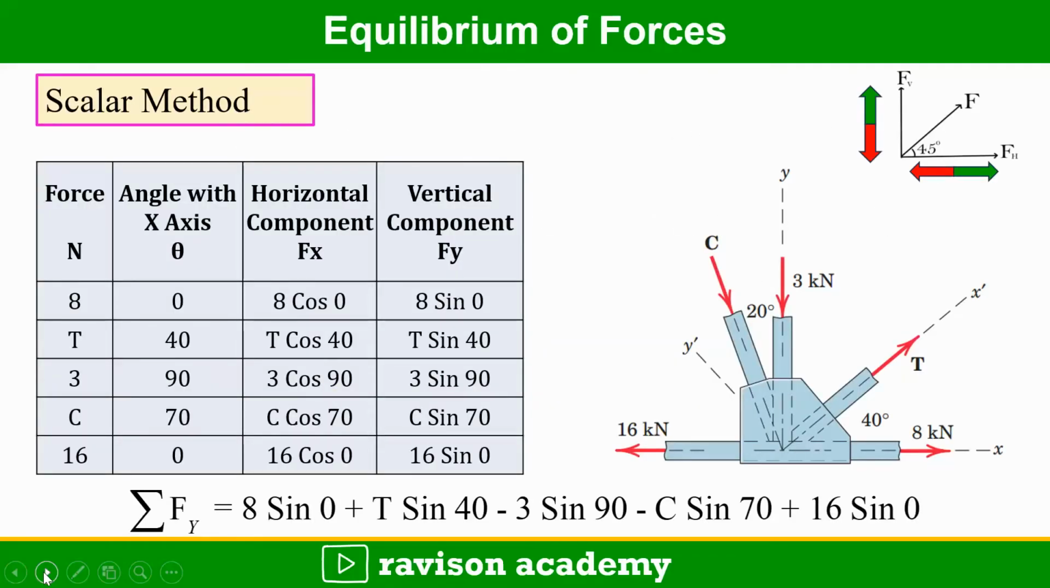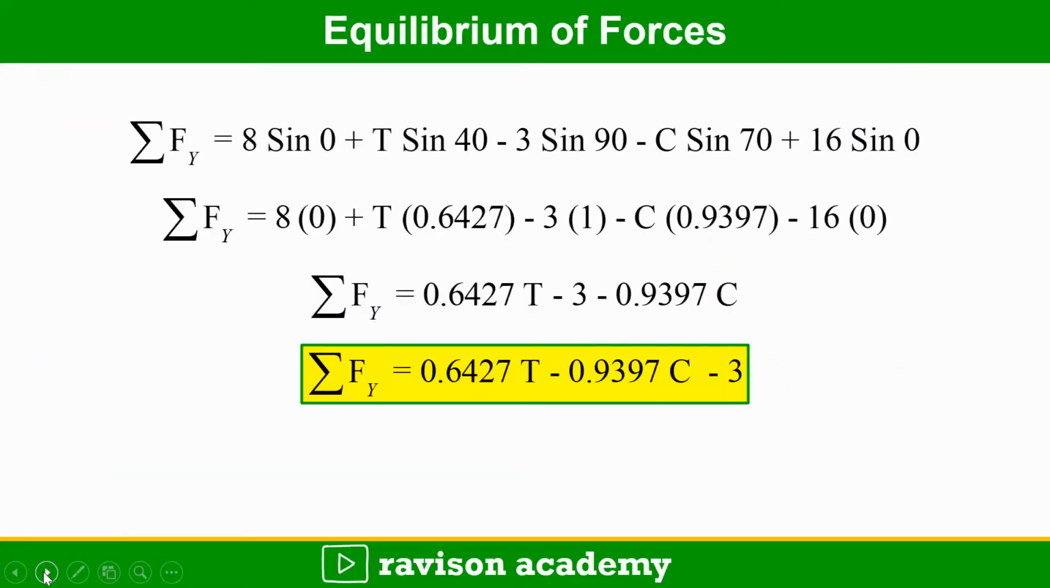Coming to the vertical component, summation F of y can be calculated by summing up all the individual vertical components: 8 sin 0 plus T sin 40 minus 3 sin 90 minus C sin 70 plus 16 sin 0. Here upward forces are taken as positive and downward forces are taken as negative. On solving, we will be getting summation F of y equals 0.6427T minus 0.9397C minus 3.